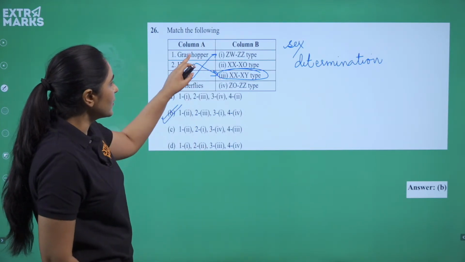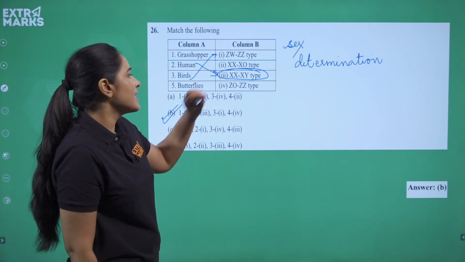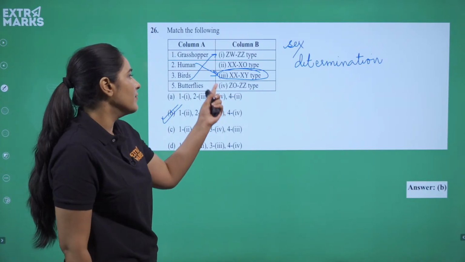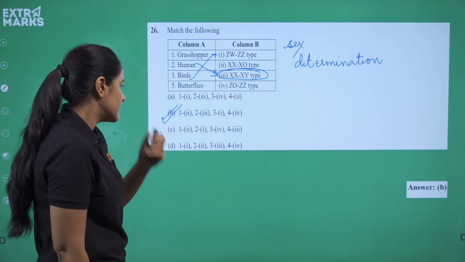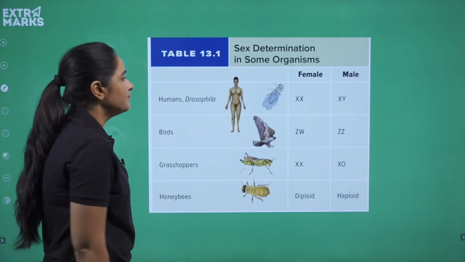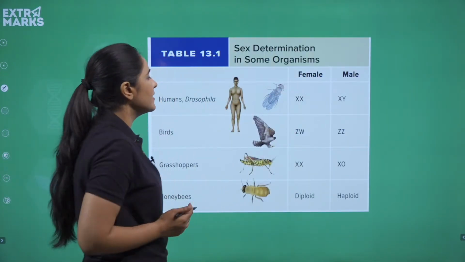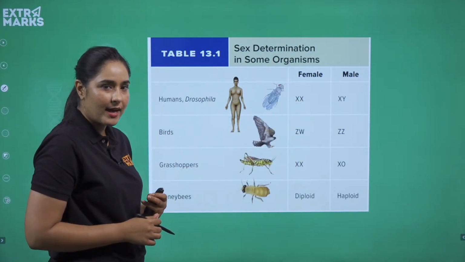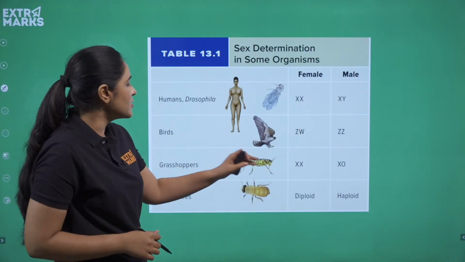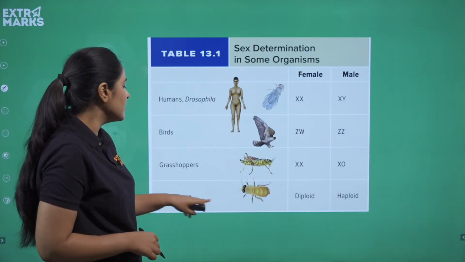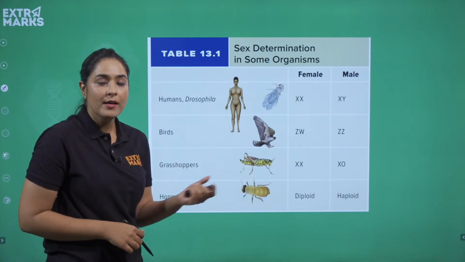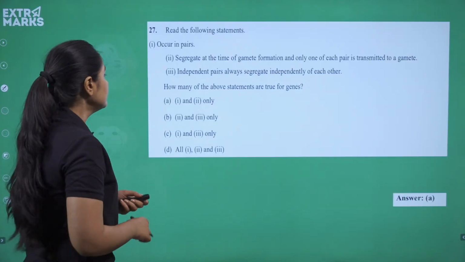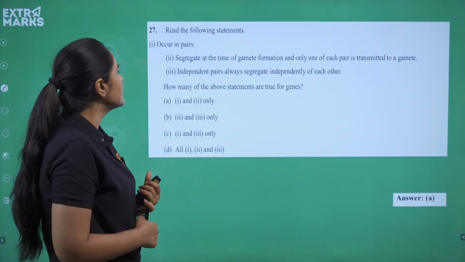If we talk about the grasshopper, it is having the XX and XO type of sex determination. And the butterflies, insects, they are having here ZO and ZZ type. We can also see here the female, male in Drosophila and in humans, XX and XY. Birds, they are having ZW and ZZ kind of sex determination. Grasshoppers, XX and XO, and honeybees, it was depending on the haploidy or the diploidy of the chromosomes, as we have studied earlier also.